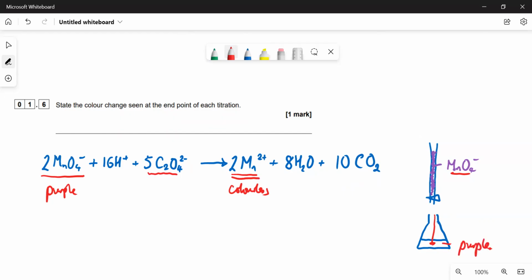But you don't want to add enough so that it actually looks purple. You just want to add the smallest excess amount. So you want the first permanent pink tinge to the solution. I'll say something like that. Well, that's actually the only essence of the color change. Forget about the permanent pink tinge, very pale pink.